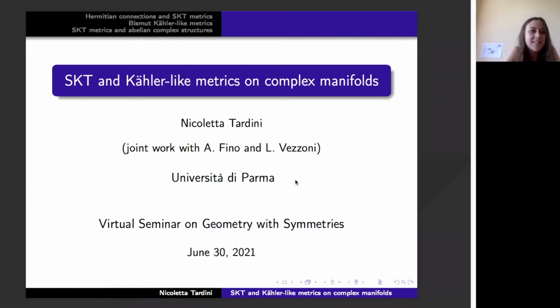I would like to discuss some results obtained in collaboration with Fino and Luigi Vezzoni from the University of Torino about the study of this special class of non-Kähler Hermitian metrics on complex manifolds. That is a class of strong Kähler with torsion metrics. So actually, I will call them SKT, and the relations with some curvature symmetries.